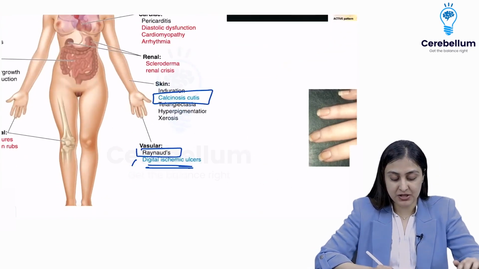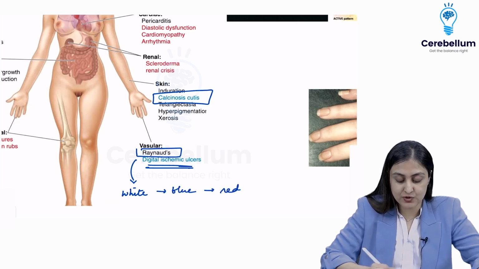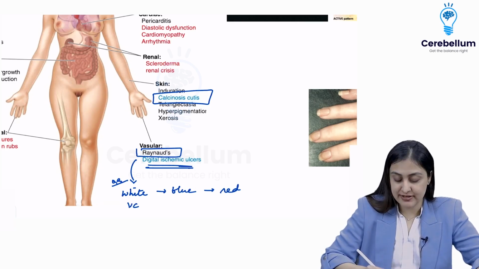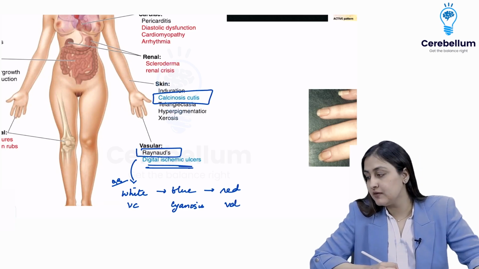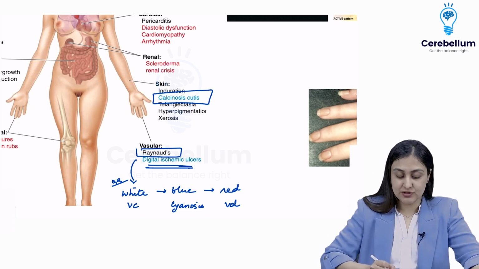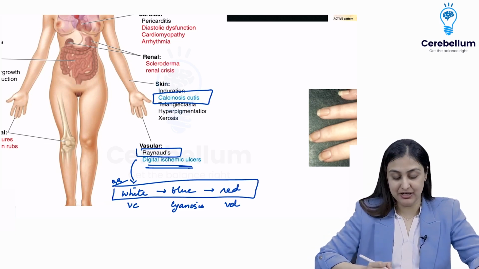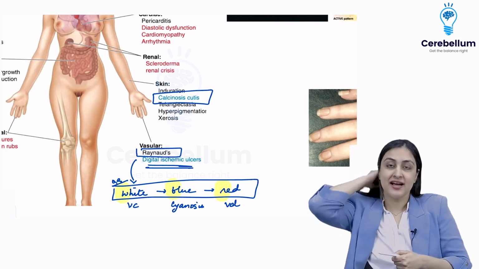So remember Raynaud's, the color is also very important. First you will have white followed by blue followed by red. This has also been asked, alright. So white is because of vasoconstriction. After vasoconstriction, because of cyanosis, you are going to have bluish coloration followed by red when it becomes dilated. Alright, so this sequence, from Raynaud's you can remember WBR, white, blue and red. Alright, so this is Raynaud's for you.